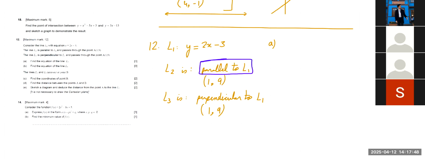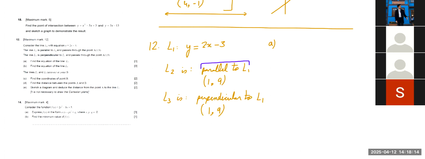What do you guys think? What does this tell me about L2? This was from last class, by the way. I want an answer from someone. What does it mean when a line is parallel to another line? They both have the same slope.